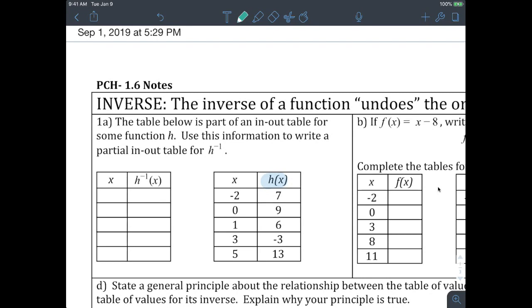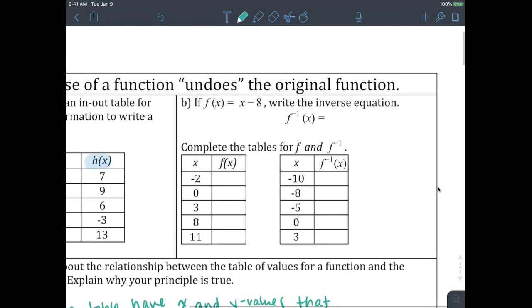So the y's become the x's. So 7 and negative 2 becomes the y, 9 and 0, 6, 1, negative 13, 3, 13, 5. So the x's and the y's just get switched. We're going to move on to the next one.